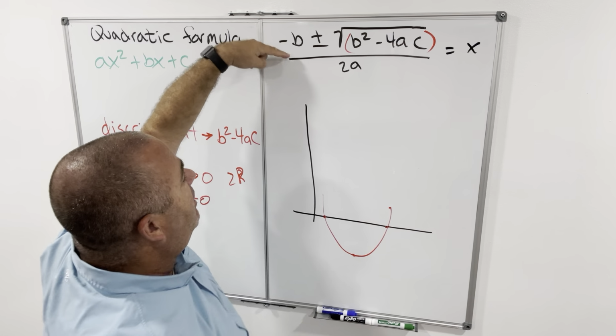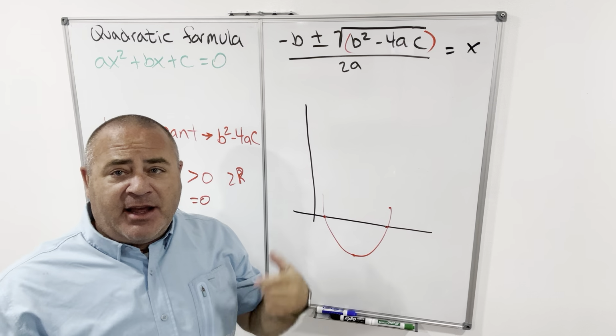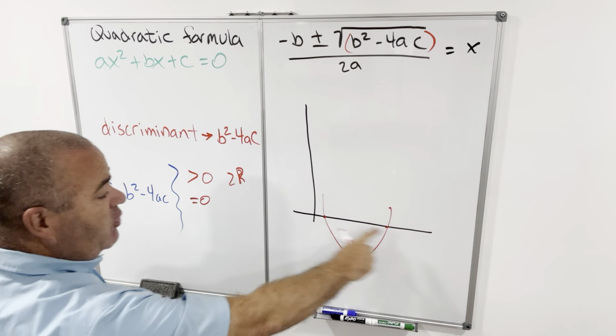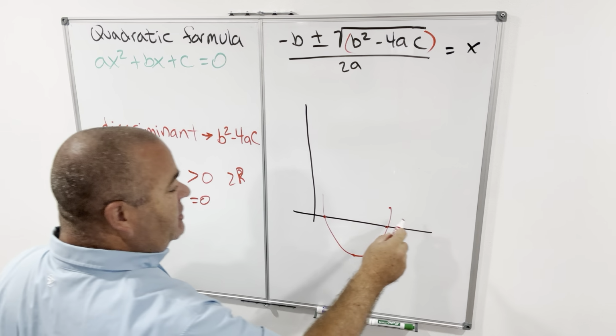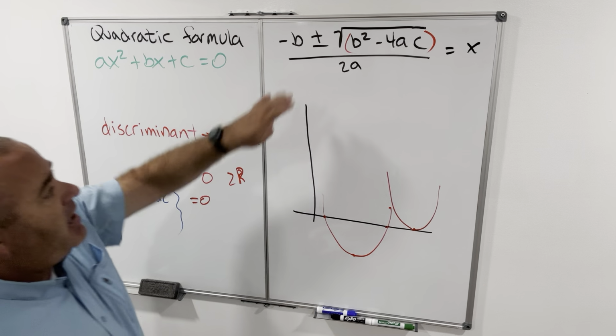Now, if it's equal to 0, that means we're taking out our plus or minus. This becomes 0 and we're really just left with the solution negative b over 2a. That's just one solution, meaning it only crosses the x-axis in one location. That means that the vertex has to be somewhere on this x-axis. And again, it'll open up if our a is positive.